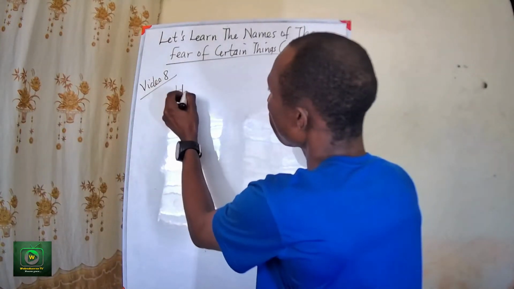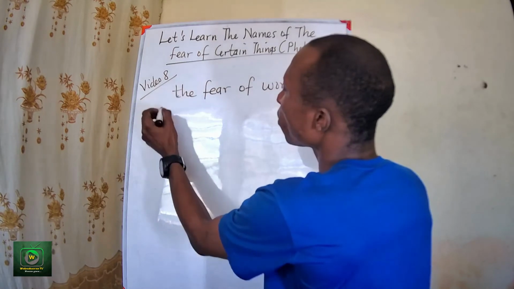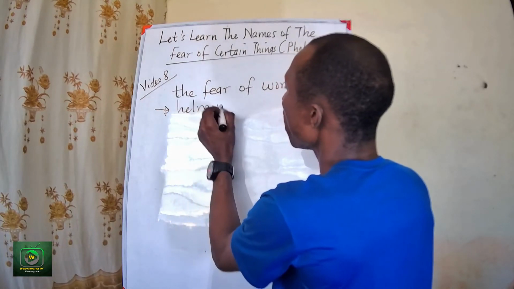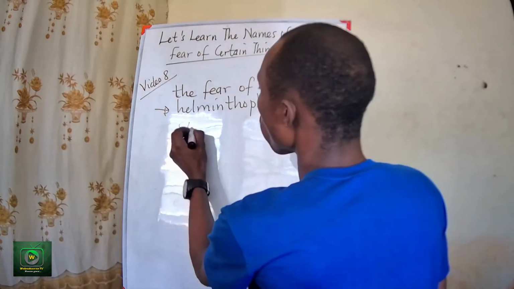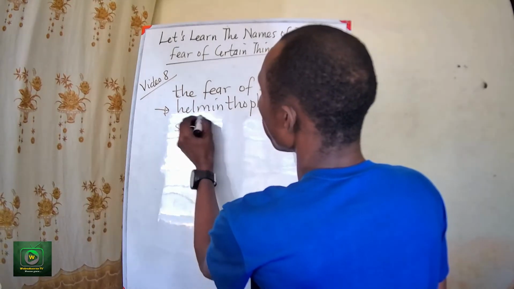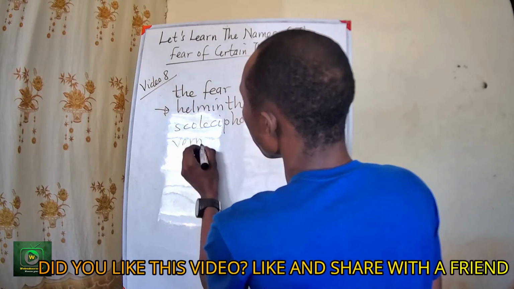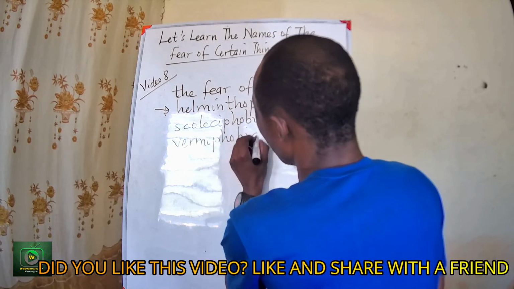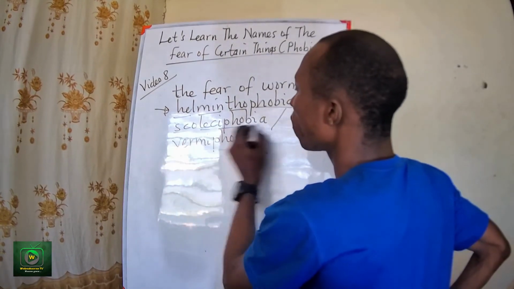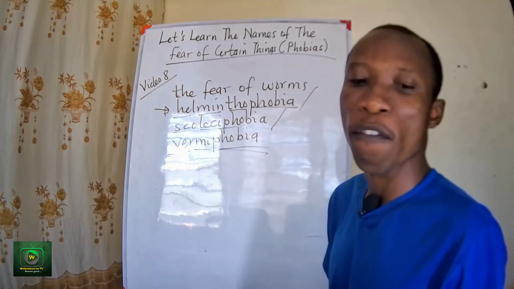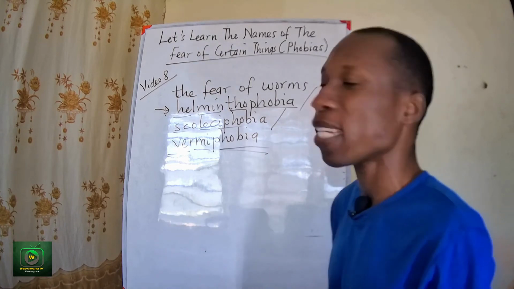The fear of worms is known as what? The fear of worms is known as hermetophobia or scolecyphobia or vermiphobia. So the fear of worms is hermetophobia, scolecyphobia, or vermiphobia. Yes, that's the fear of worms. Hermetophobia, scolecyphobia, or vermiphobia. They all mean the fear of worms.